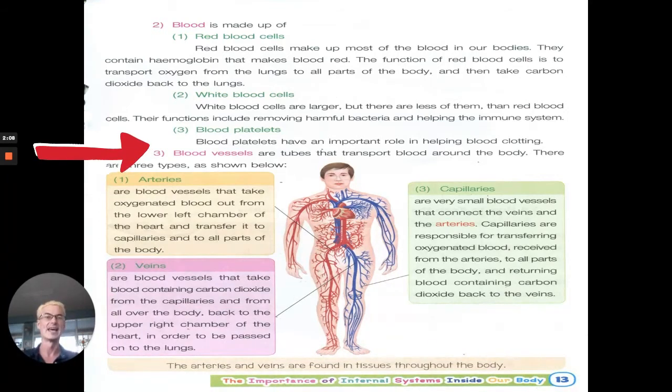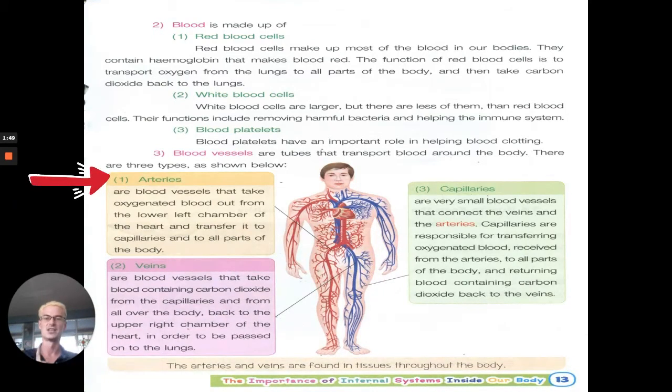But first, let's try to understand what are blood vessels. Blood vessels are tubes that transport blood around the body. And there are three types of blood vessels.